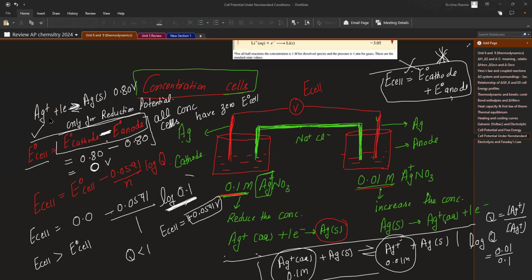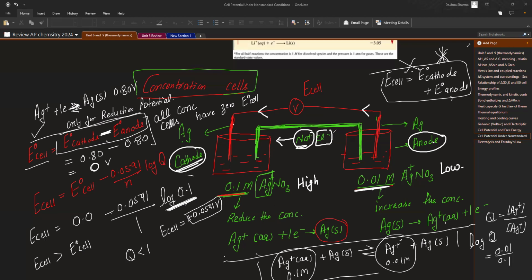Now let's complete it. From anode. What is anode? The low concentration one. Anode will be of low concentration. Electricity will flow from anode to cathode. And which one is cathode? High concentration. This is cathode. And in which direction will Na plus move? It will move, say, cation, it will move in the direction of cathode. And Cl minus is an anion. It will move in the direction of anode.